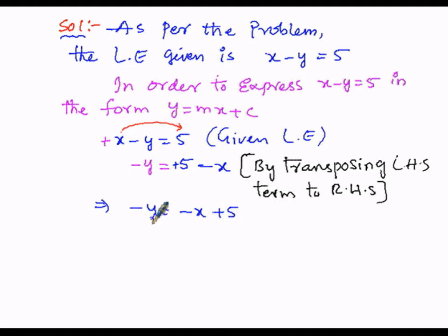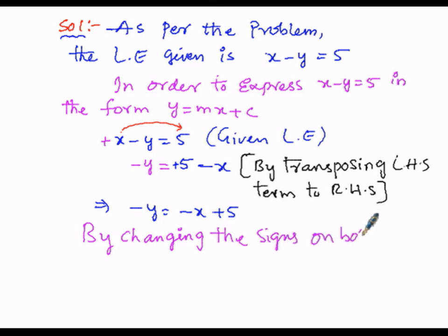So in order to make the sign of y positive, change the signs on both sides of the equation. Here eqn indicates the equation. So by changing the signs on both sides of the equation, we will be getting the next logical step, that implies, we have to change the signs of each and every term on the left hand side as well as the right hand side also.